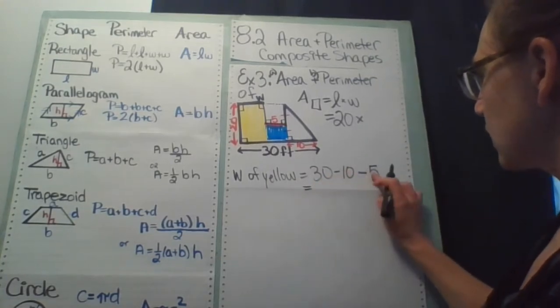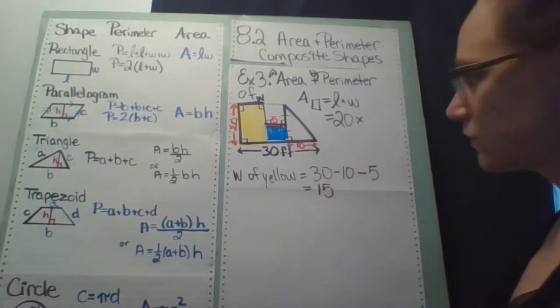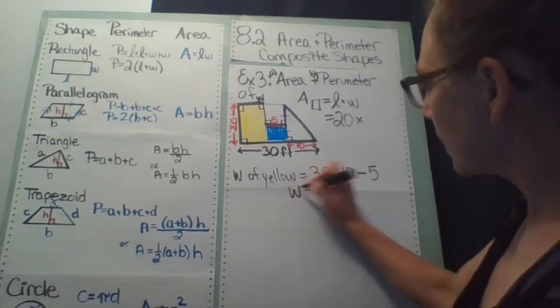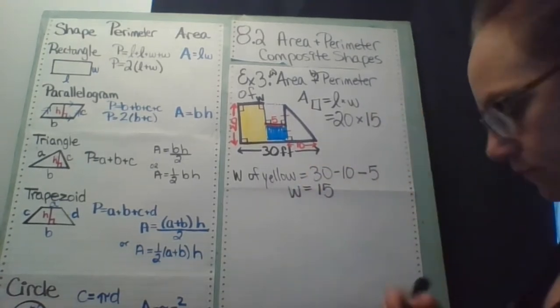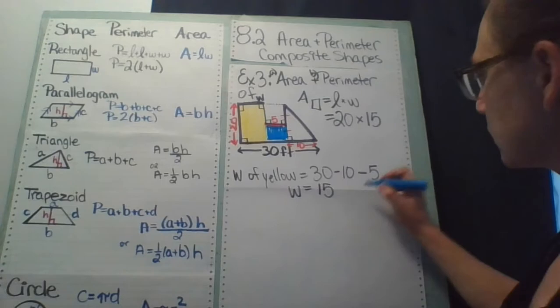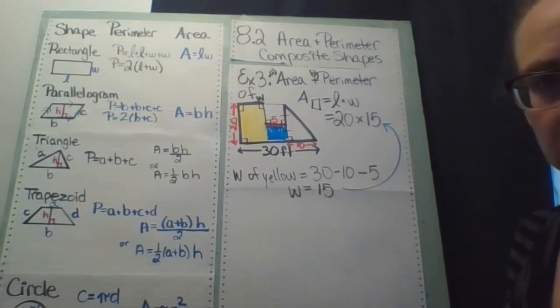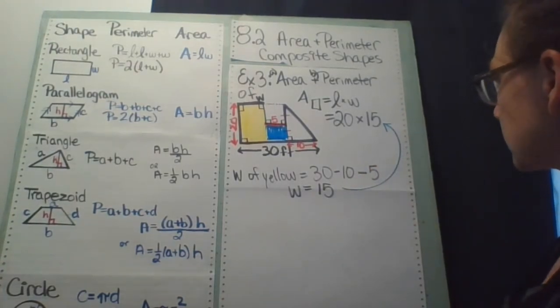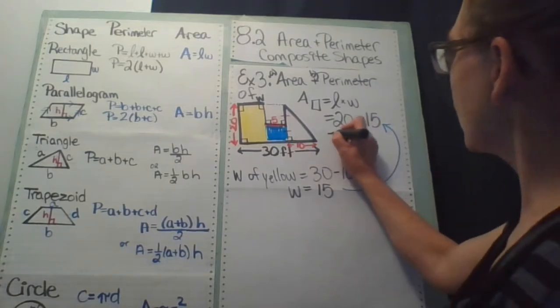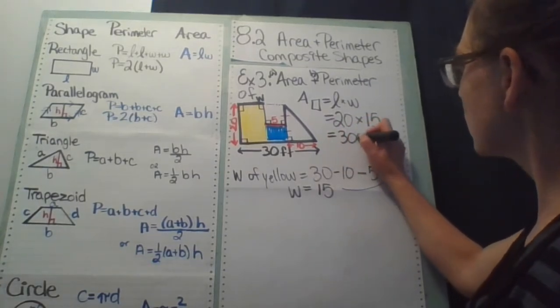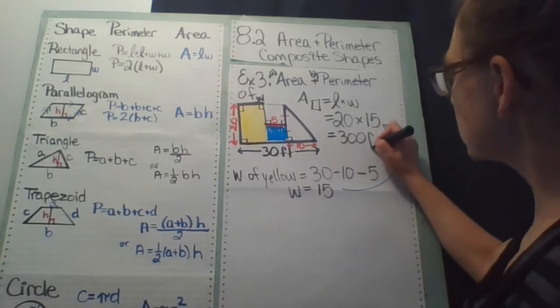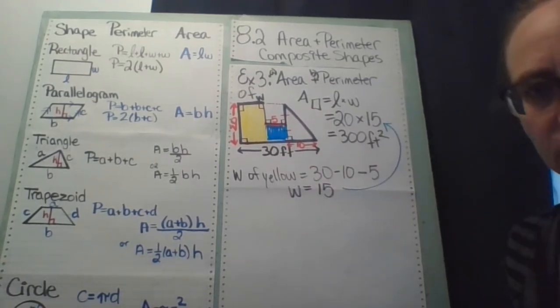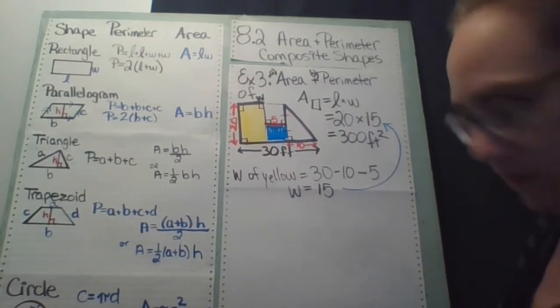So what does that equal? 20 minus 5 is 15. So the width of my yellow is going to be 15. So I had to figure that out first to sub it in. Okay, and then what's this? 2 times 15 is 30. Add an extra 0 on the end. And I've got feet. Area is always squared. All right, so there's one area. So that's my yellow one.